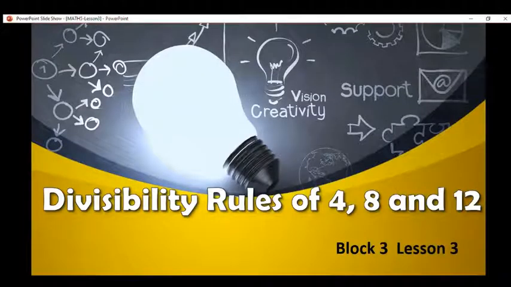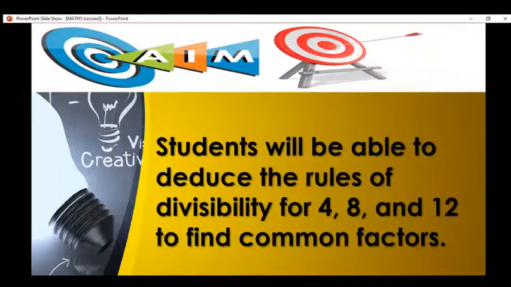So today we will learn about divisibility rules of 4, 8, and 12. This would be our aim for today. Students will be able to deduce the rules of divisibility for 4, 8, and 12 to find the common factors.